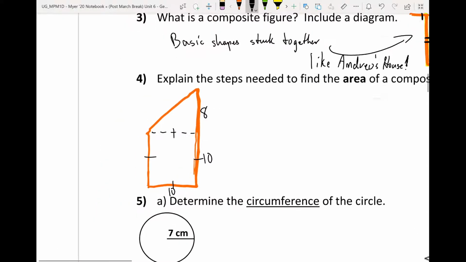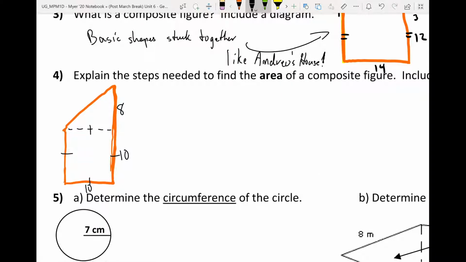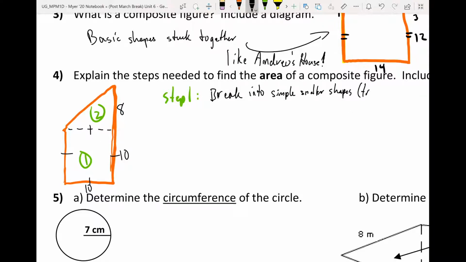Okay. So we need to find the area of the composite figure. Well, we break it into parts. That's our first step. So break it down into recognizable simple shapes. Break into simple shapes. Meaning like triangles and squares and that kind of thing.